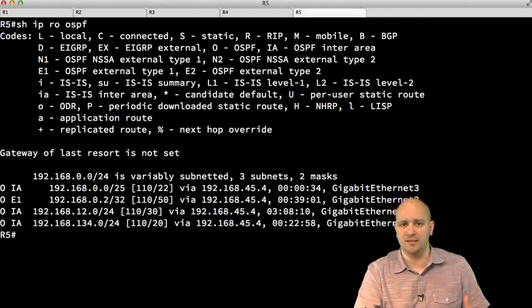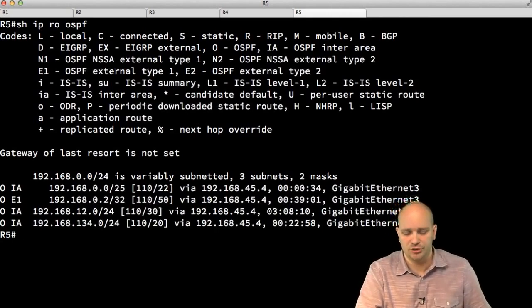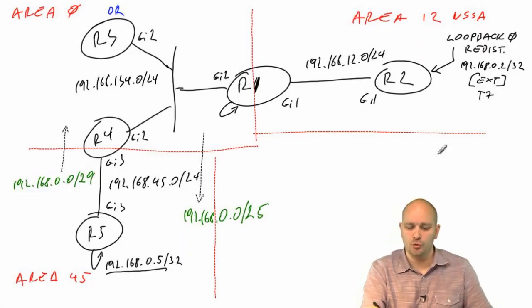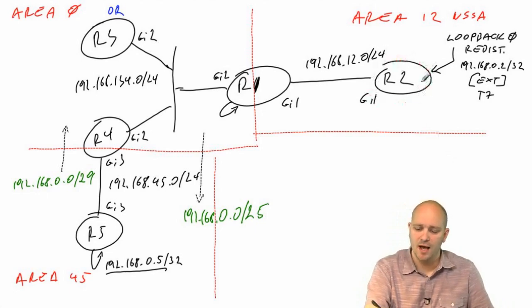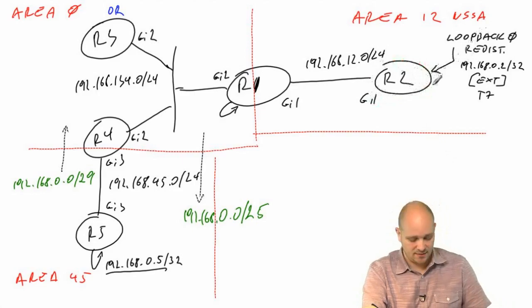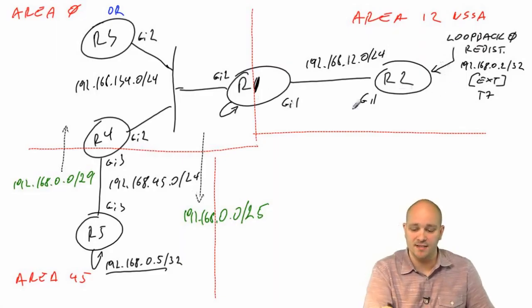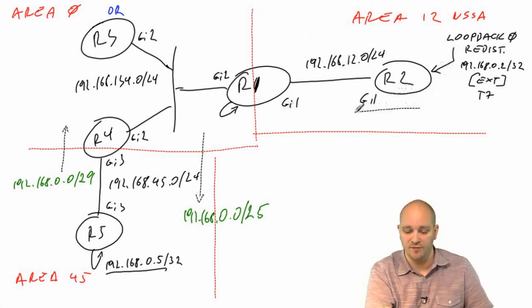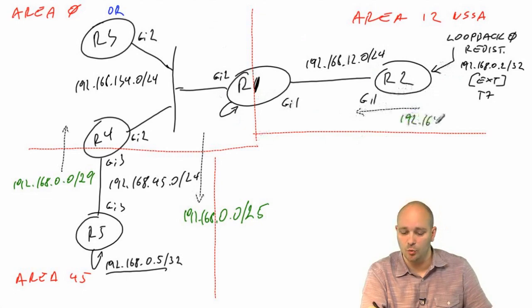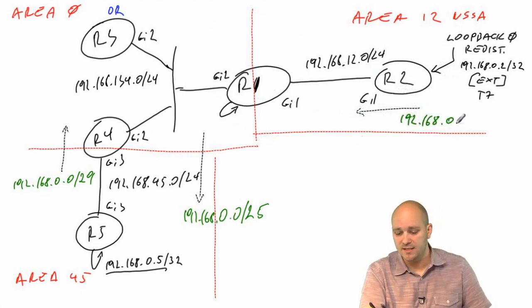So let's take a look at the summarization of the external routes. To do that, I'm going to head over to my R2. And because R2 is injecting this prefix that I'm having a problem with, let's summarize on R2 this prefix as it is being injected here. Let's summarize it as 192.168.0.0/30.